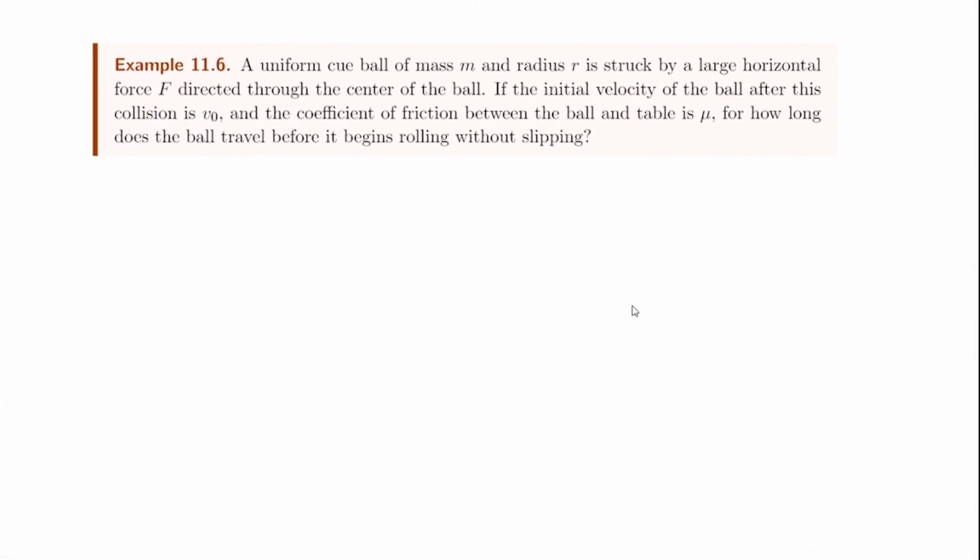Example 11.6. A uniform cue ball of mass little m and radius r is struck by a horizontal force F directed through the center of the ball. If the initial velocity of the ball after this collision is v0, and the coefficient of friction between the ball and the table is mu, for how long does the ball travel before it begins rolling without slipping?